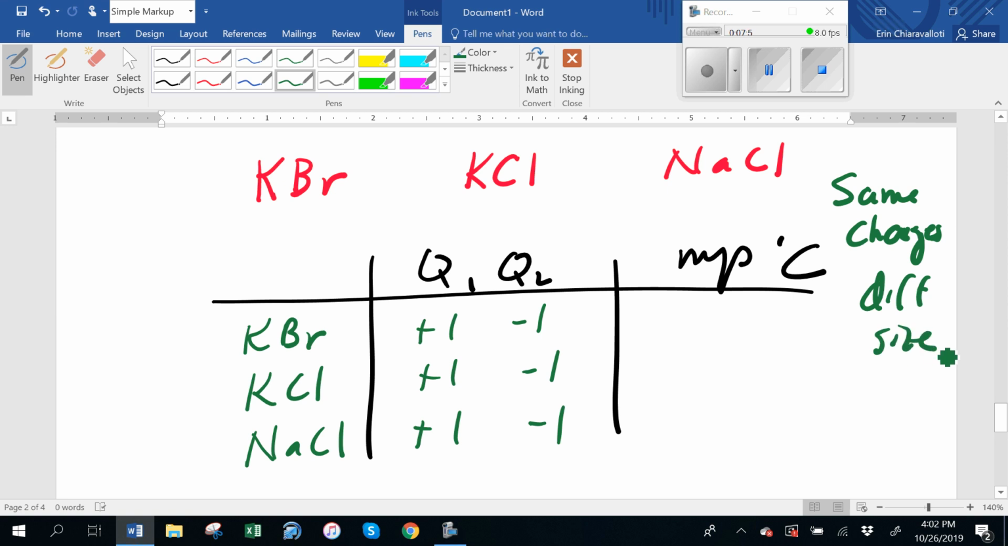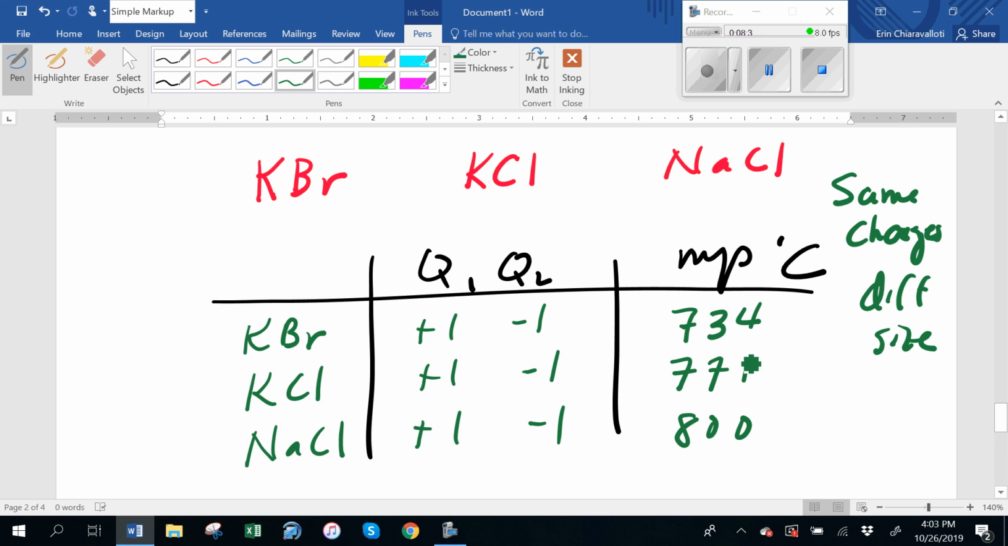So we're not going to be looking so much at the potassium, but really looking and seeing how the size of the Br compares to the Cl. And then in this case, we'll be looking at the size of the K versus the sodium. So it turns out that these are the melting points. So if I have a larger ion, and bromine is below chlorine in the periodic table, so it's going to have a higher radius. So a bigger number on the bottom is going to give me a lower melting point.